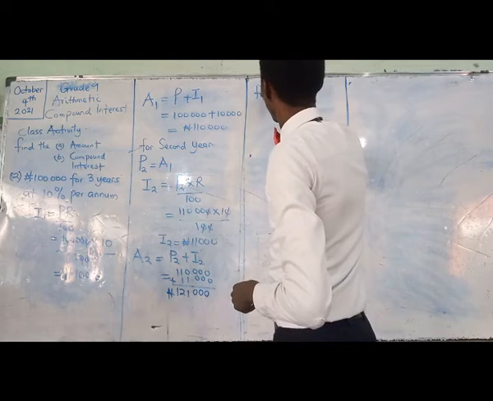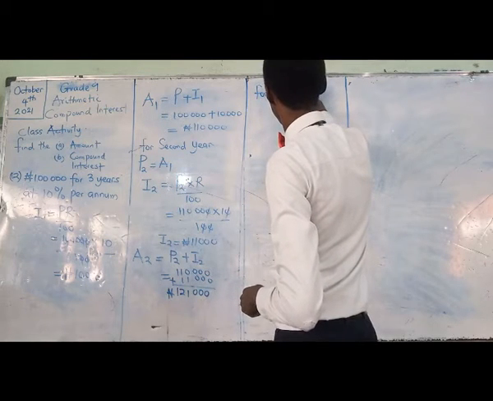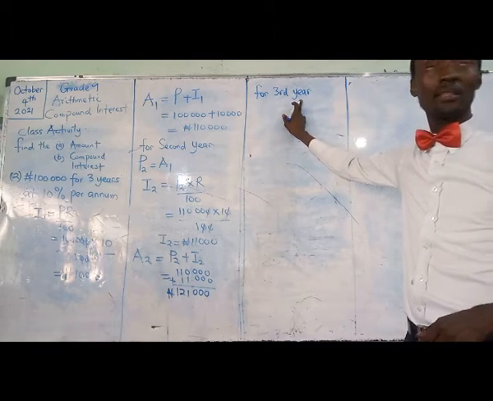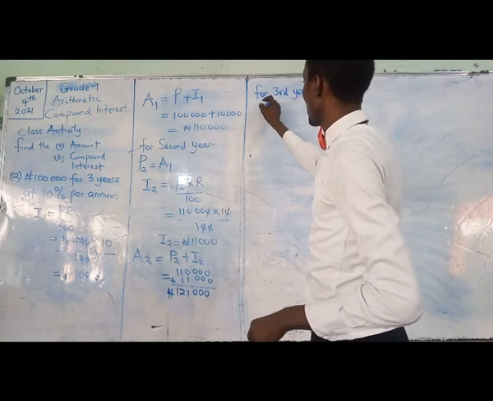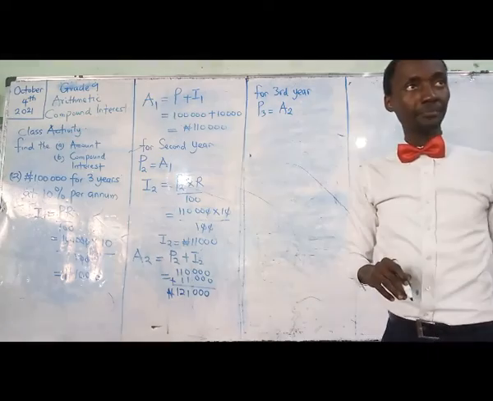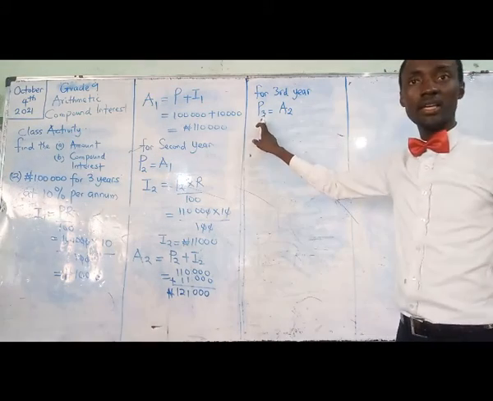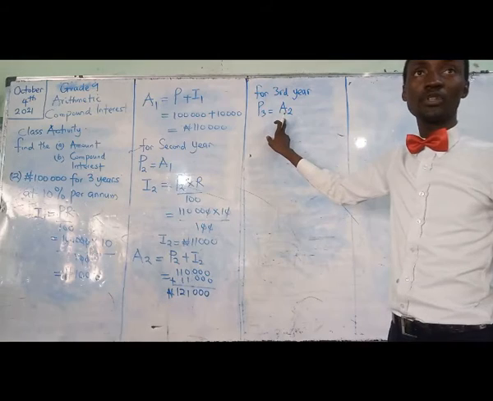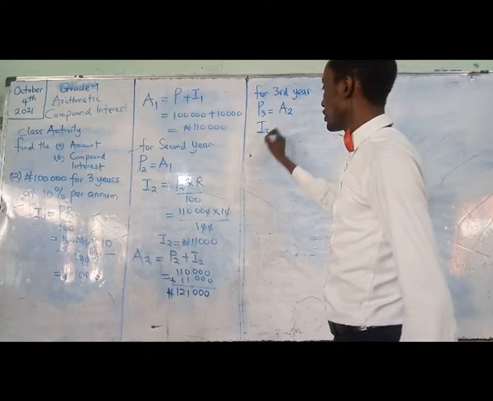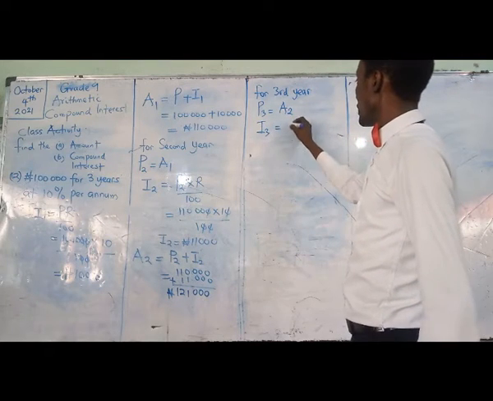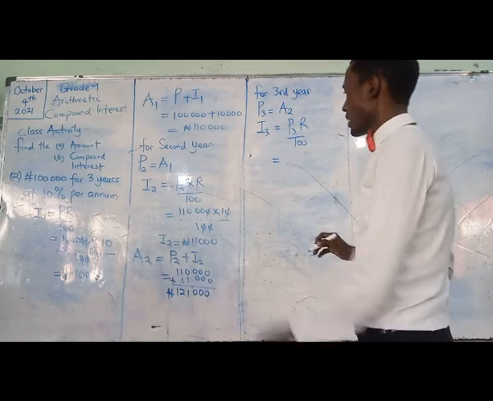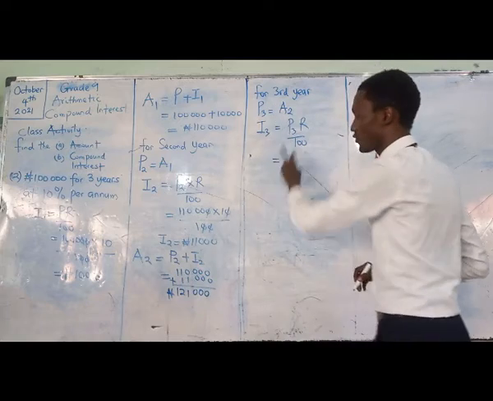So for third year, I hope you can write like this. Nobody will penalize you if you write that way. So for third year, it means that the principal of the third year is the same thing as the amount of the second year. So what would that be? The interest of the third year now will be the principal of the third year times the rate over 100. So the principal for the third year is what we've just got in here.